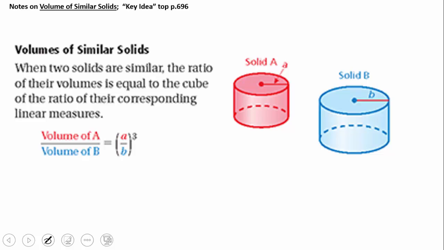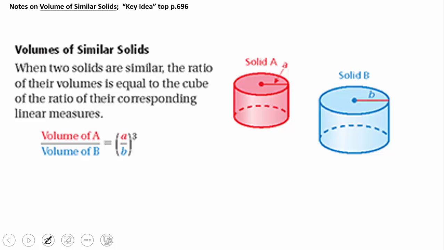Welcome to video number 3, where we are going to finish off Unit 15 with our last video lesson on how to find similar solids and volume. So you took a few notes from the top of page 696, and you needed to know that when you have similar solids, the ratio of the volume is equal to the cube of the ratio of the corresponding linear measures. So really, you want to try to remember.